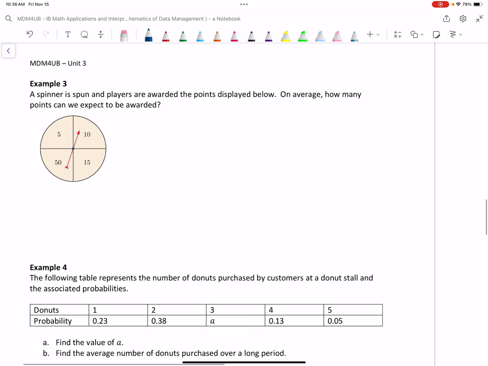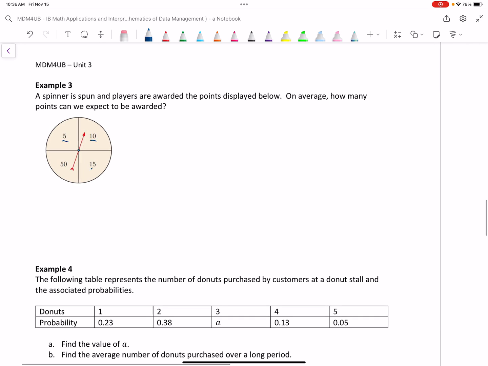So this one says a spinner is spun and players are awarded the points displayed below. On average, how many points can we expect to be awarded? When I look at this, it could land on a 5, a 10, a 15, and a 50. And it appears the spinner is split perfectly in 4, so I would assume the probability of each of the 4 segments will be the same as each other. They're all the same, and that would be 1 out of 4.